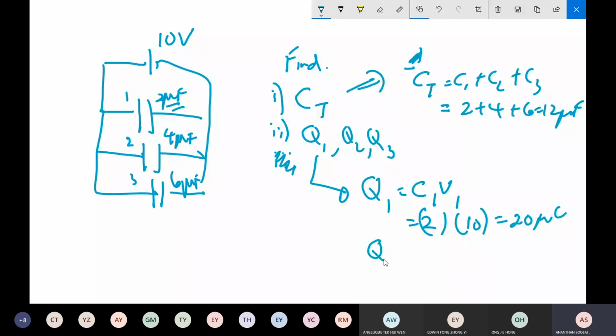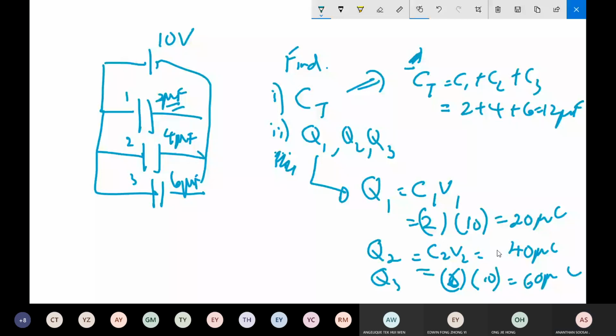So Q2, Q3. Q2 is C2 times V, which is 40 microcoulomb. And Q3 is 6 times 10, 60 microcoulomb. So these are the charges stored in each capacitor.